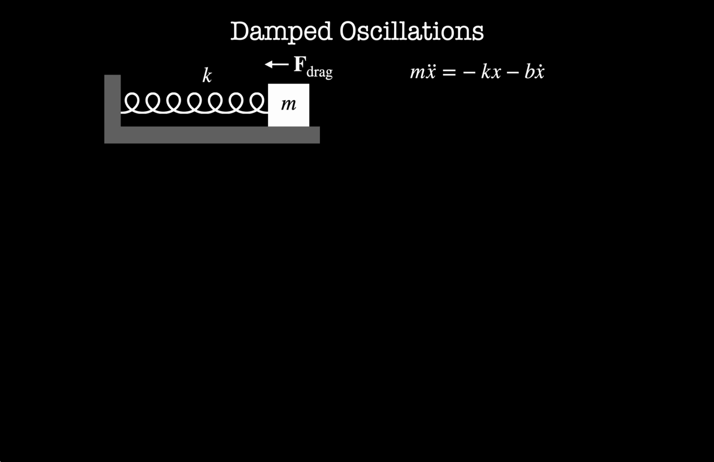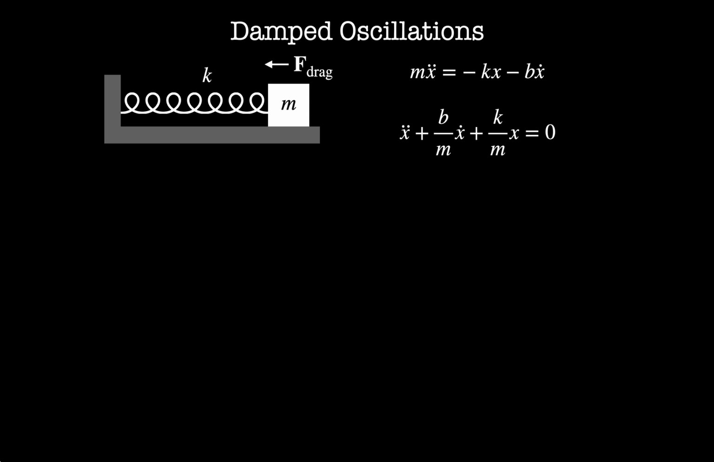So for damped oscillations, let's imagine that the particle at the end of the spring is also undergoing drag. So our equation of motion is now going to be given by force is equal to minus kx minus bx dot. So I'm going to rearrange the terms just a little bit and write it like this. So this kind of feels reminiscent of a quadratic equation or something like that.